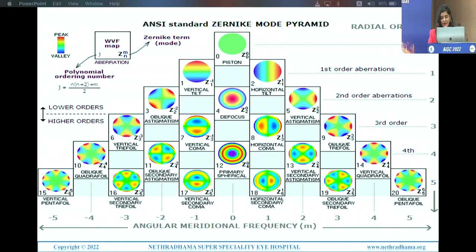Now let's look at this map. The aberrations are quantified in the form of Zernike polynomials. You see the first 2 lines are the higher order aberrations, and below that you see the lower order aberrations. On the x-axis you have the radial order, and on the y-axis you have the angular meridional frequency. Now each aberration has a number. So here you see in the center we have defocus, we have coma, trefoil, etc. So the 3 most important aberrations that we look at are spherical aberrations, coma, and trefoil. We'll come back to this map later.